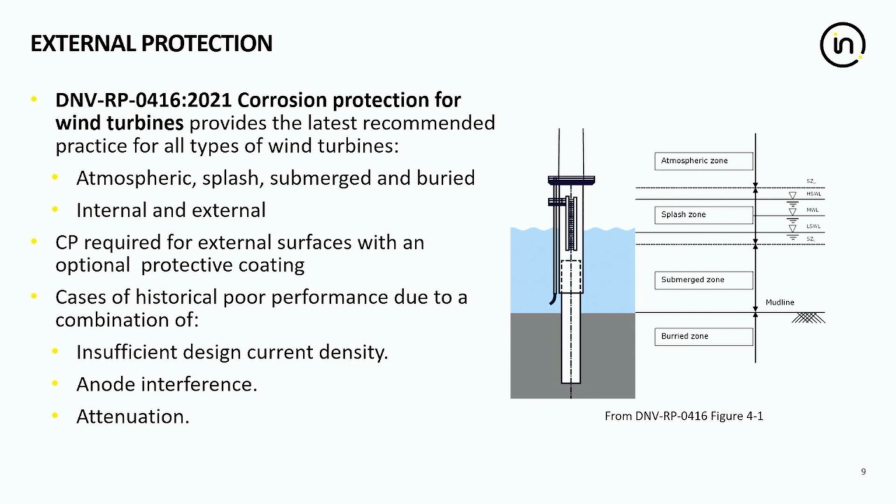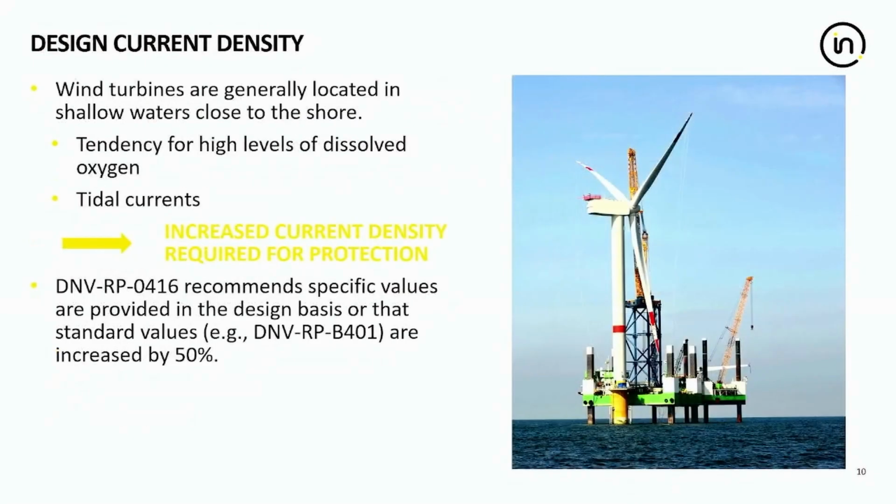As I say, there have been some cases historically of poor performance, and this was largely due to three factors: the insufficient design current density that was allowed for in the calculations, interactions between the anodes, and limited space for installation and attenuation down the length of the monopile.